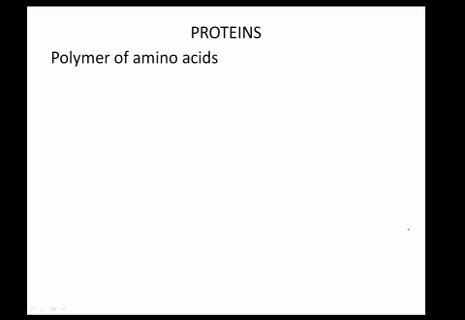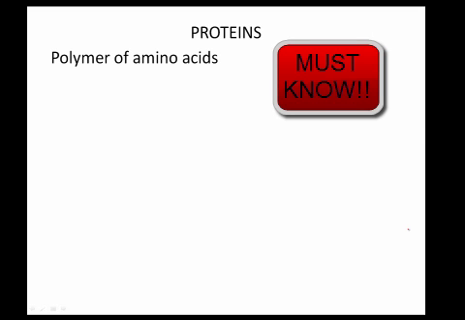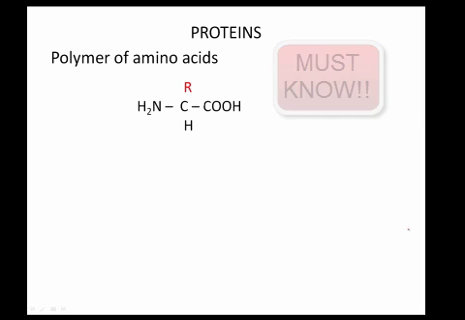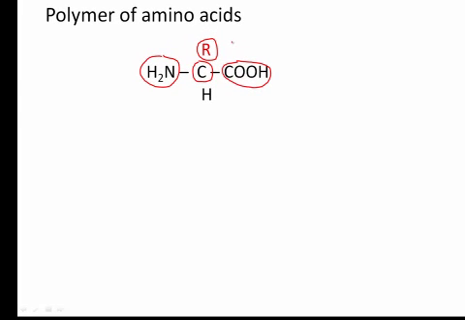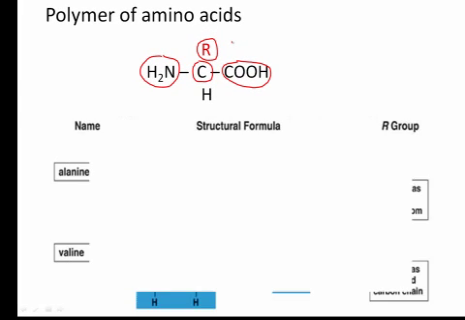Our next class of molecules is proteins. Proteins are polymers of amino acids. Amino acids all have this same basic formula. They have an NH2 or an amine group on one end, and then a central carbon, and then a carboxylic acid, COOH, on the other end. On that central carbon, there is a variable R group. There are 20 different amino acids, and they vary because there are 20 different R groups, variable groups.